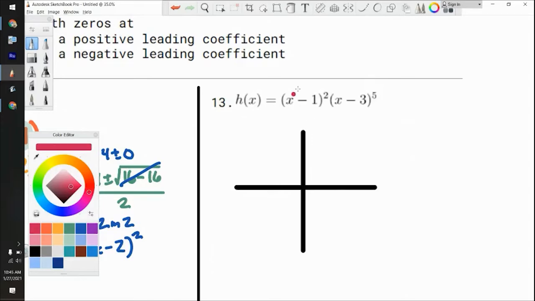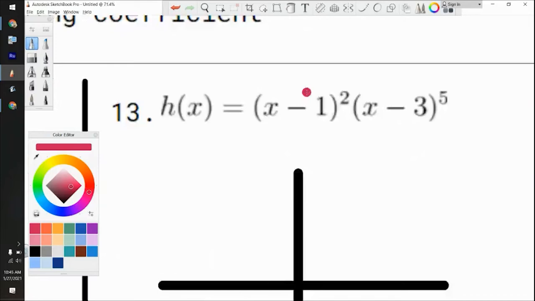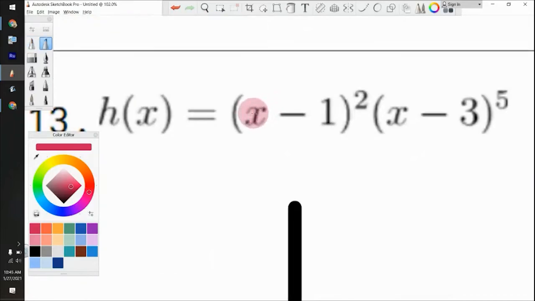But the one thing I do want you to notice is that this is an x to the first right here. Let me zoom in. This is an x to the first right here, and it's squared. So that means overall, that's going to be x squared. This one's going to be x to the 5th. So you're going to have an x squared times x to the 5th. That means you should have x to the 7th. So that means you should have 7 answers on this. Okay, I do want you to see that.